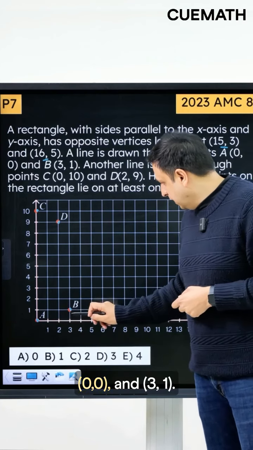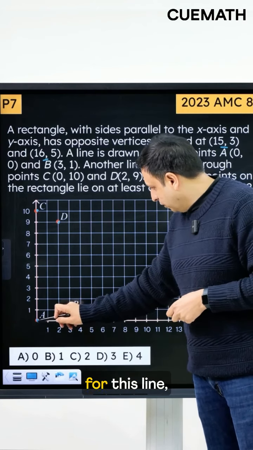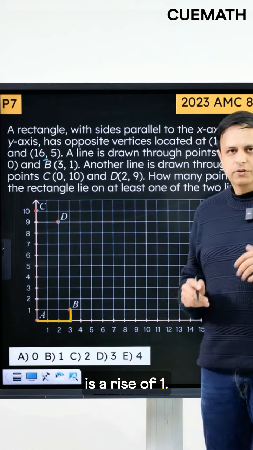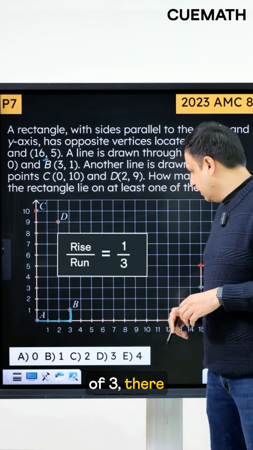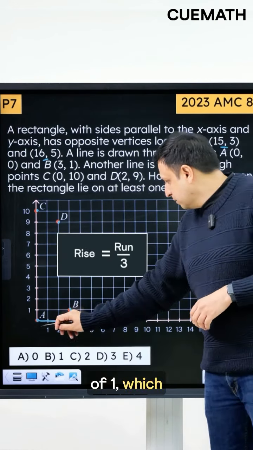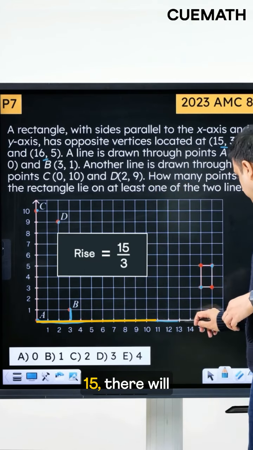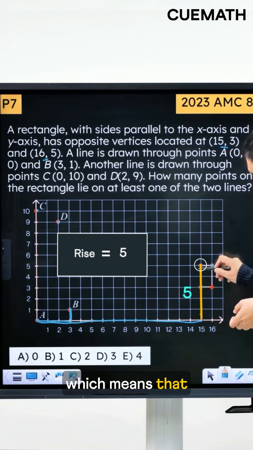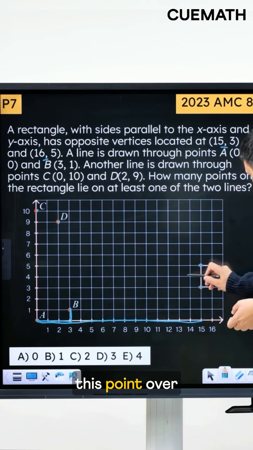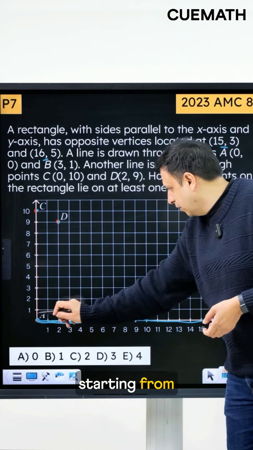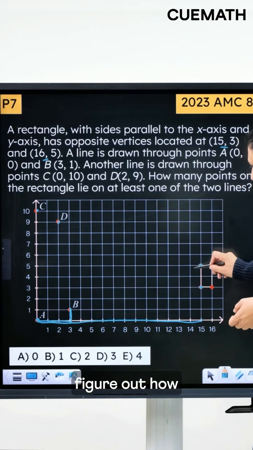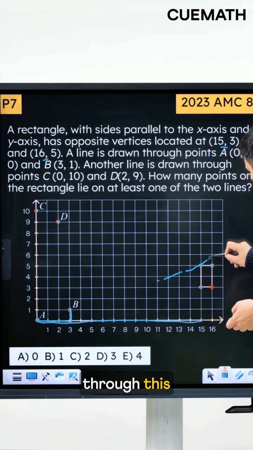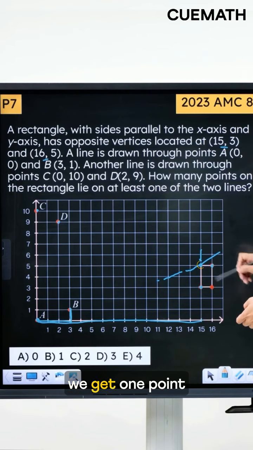It passes through 0,0 and 3,1. So what that means is that for this line, for a run of 3, there is a rise of 1. So that's the slope. For a run of 3, there is a rise of 1, which means that for a run of 15, there will be a rise of 5. So for 15, there will be a rise of 5, which means that this line should actually pass through this point over here, 15,5, because it's starting from 0,0. So we don't really need to figure out how the line goes through this intermediate region here. We know that it will go through this point over here, and therefore we get 1 point here.